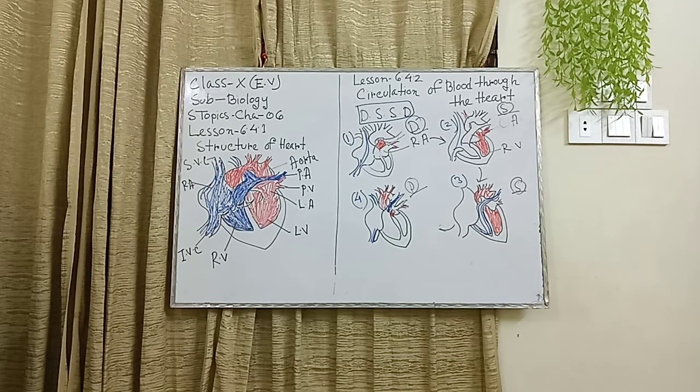The upper chambers are the right and left auricle or atrium, and the lower chambers are the right and the left ventricles. The atria are comparatively thin walled and the ventricle walls are muscular and thick. The two atria and ventricles are separated by interauricular and the interventricular septum respectively.